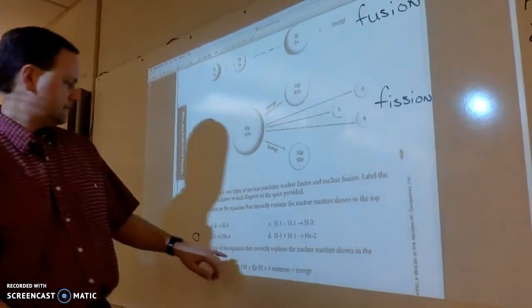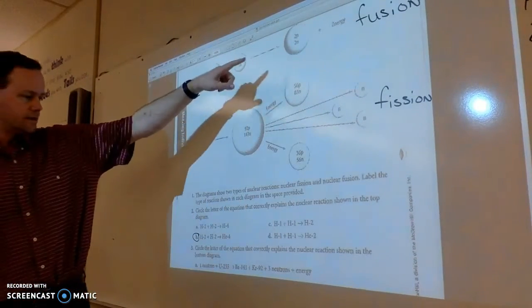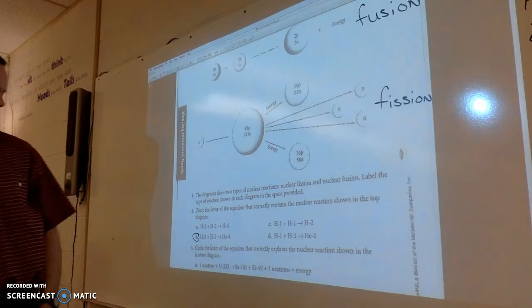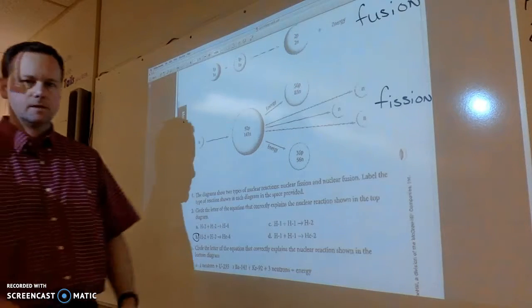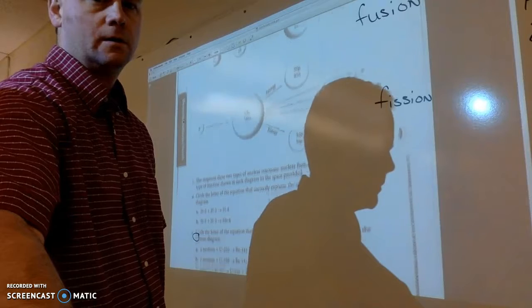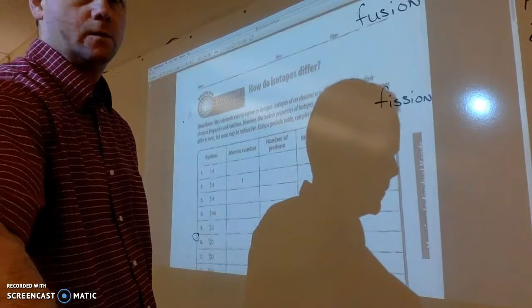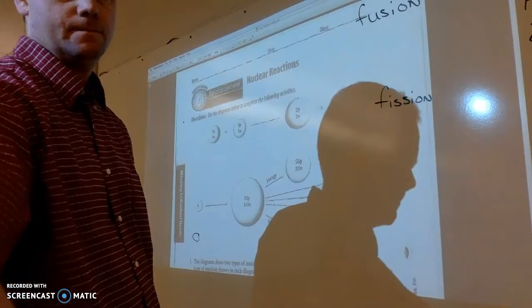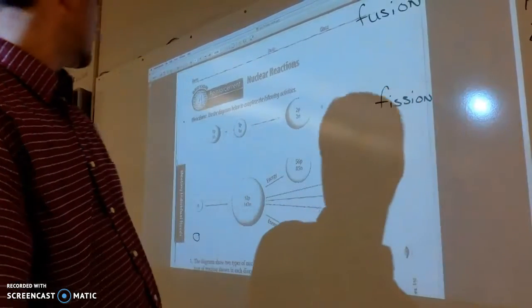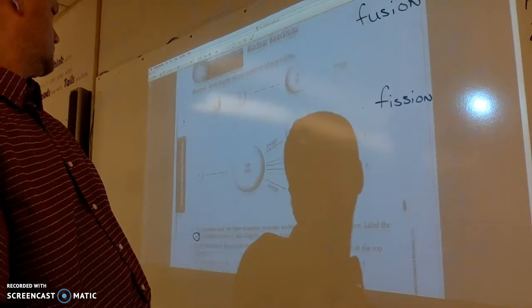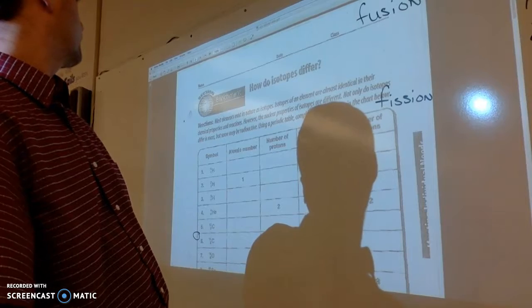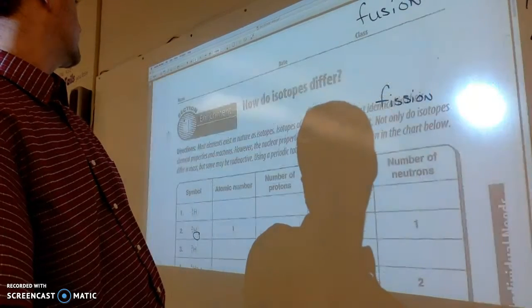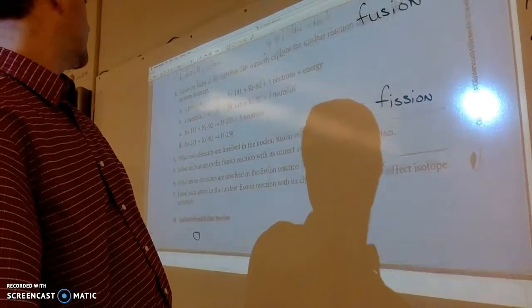Good thing about it. So we're back over here. H2 plus H2 makes helium 4. Next, 3. Circle the letter of the equation that correctly explains the nuclear reaction shown in the bottom diagram, which will be this one. I'm going to have to actually scroll down a little bit here. Oh, not that much. Let's go back up here. Whoa, where am I? Let's do this. All right, here we go.